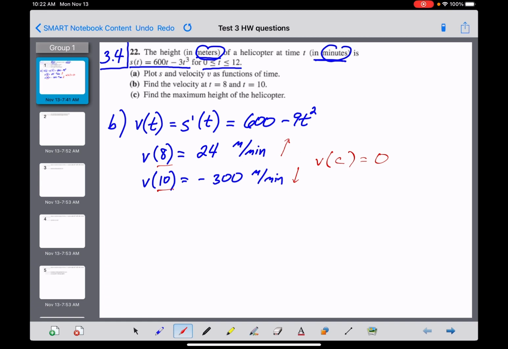And I tell you what, let me maybe come back to that idea. Let me move on to part C right now. Find the maximum height of the helicopter. Okay, so for the maximum height to occur, yeah, that does tie in with what I was just discussing at the end right there.